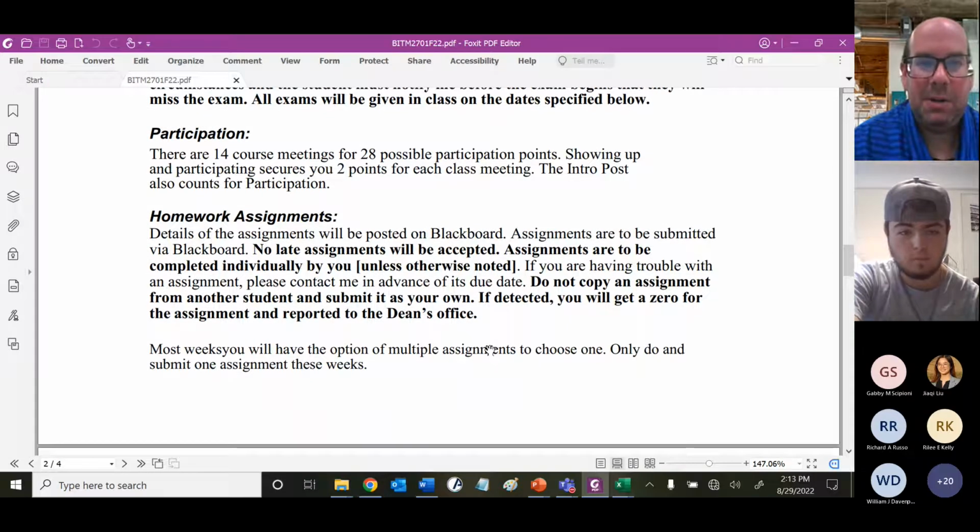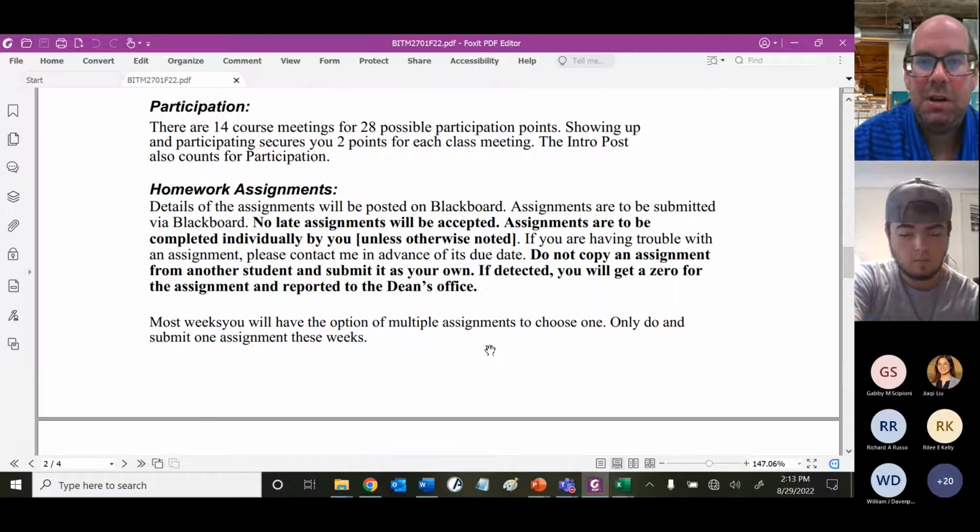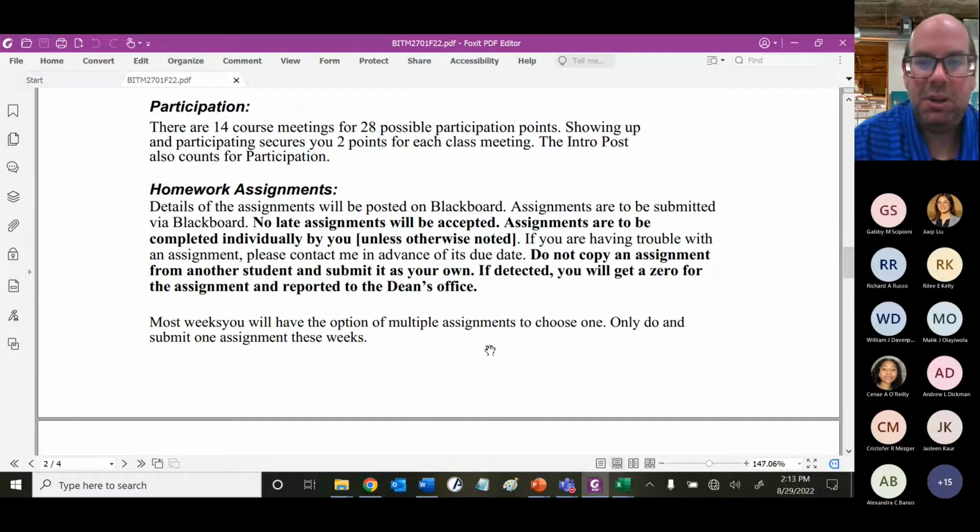Participation, it's pretty simple. There's 14 course meetings. You can earn up to 28 possible participation points. If you show up, it's 1 point. If you show up and participate, it's 2 points. If you don't show up, it's 0 points. I know sometimes you may have what's considered an excused absence, but you still would get 0 points if you don't show up. In a situation like that, if you wanted to attend on Teams, I allow that. This way you can participate and get a point, even if you can't physically come to class.